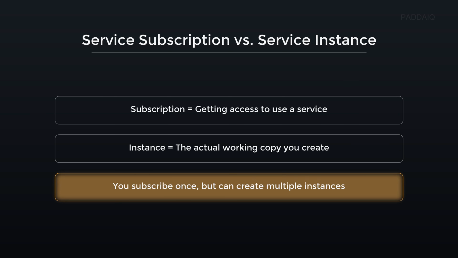You subscribe once, but can create multiple instances. This means purchasing access to a service one time, then deploying separate environments for different uses. For example, subscribe to SAP HANA Cloud once, then create separate instances for development, testing, and production. This approach efficiently manages resources while maintaining clear separation across your project stages.